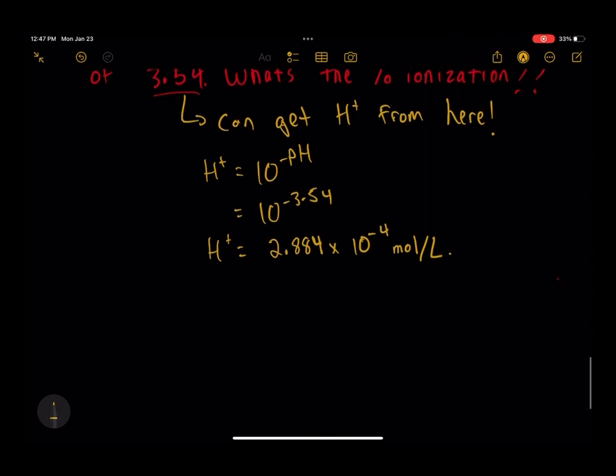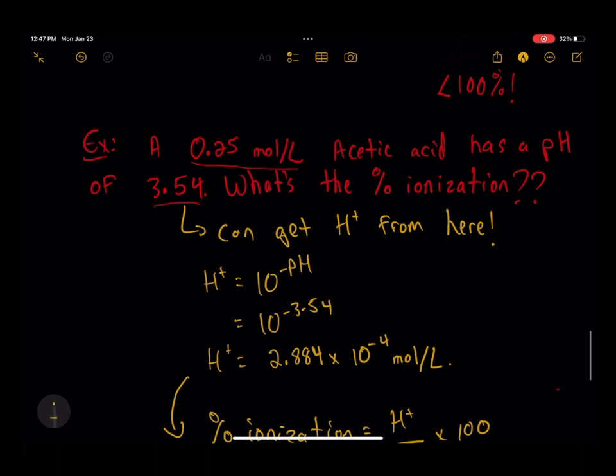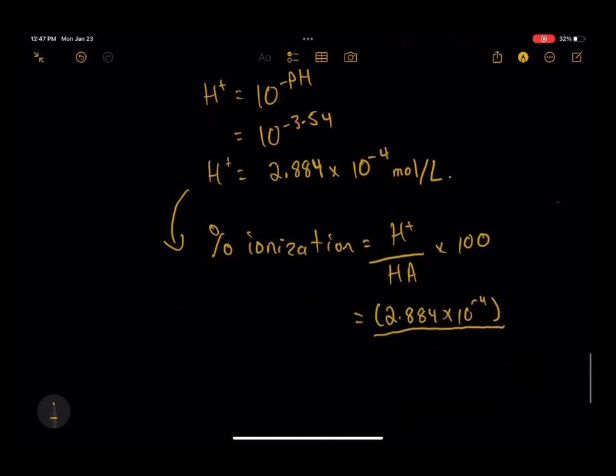Once we have this hydronium concentration, we can then use the percent ionization formula, which is going to be our hydronium concentration divided by the concentration of the acid given in the question, multiplied by 100. In this case, the hydronium concentration is what we just found out, 2.884 times 10 to the negative 4. And we're going to divide that by the concentration given in the question, which is about 0.25 over here. And then once we've plugged that in, we're going to multiply by 100.